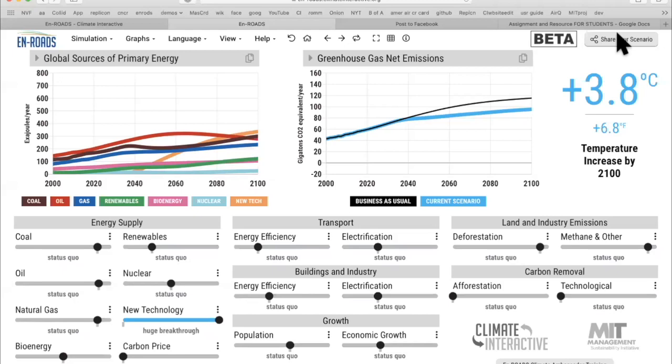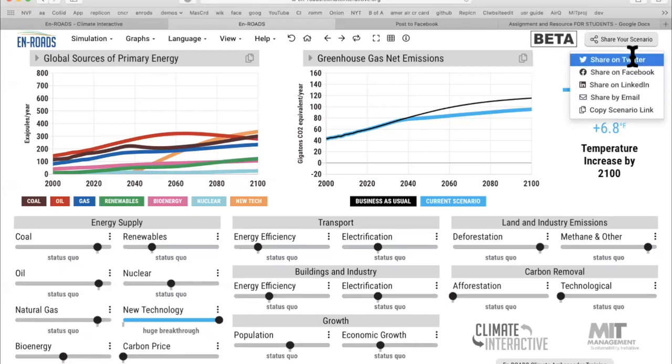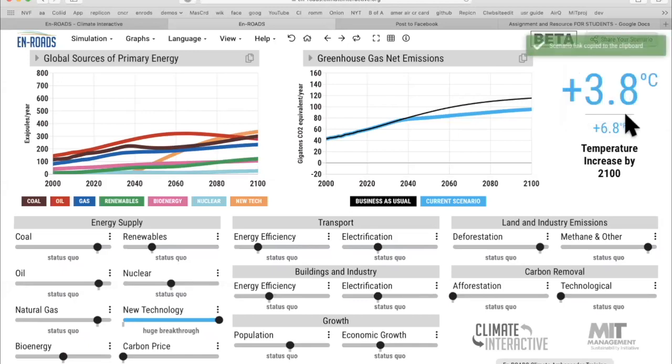And when you do make scenarios, by the way, and you come up with a scenario like, hey, this is all we're going to do, go share it to Twitter, Facebook, LinkedIn, and say, here's my scenario right here. If you copy the scenario link, I'm going to go into chat and send you the link. So go look at it, click on it, and see if you can figure out why it didn't do nearly as much as we had hoped.